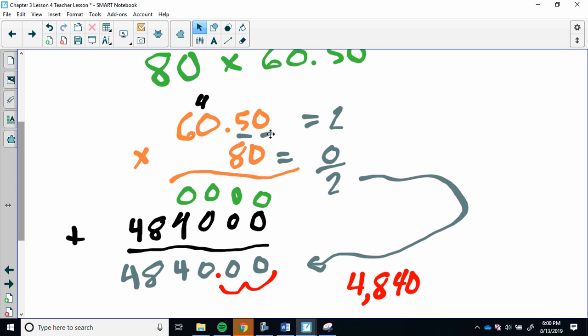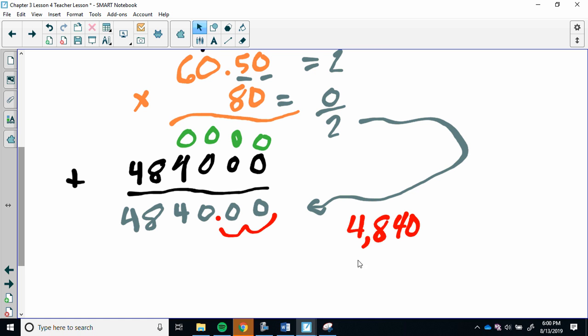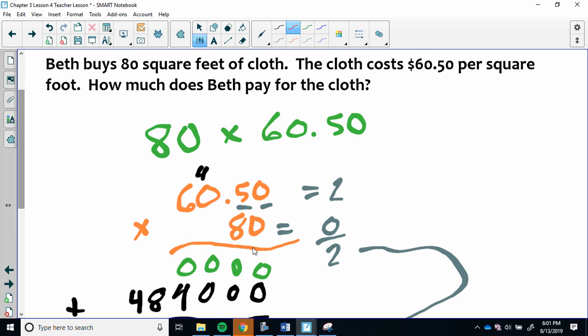So we have two decimals. So we need to put two decimals in our answer. So $4,840 is what you would be paying for the cloth.